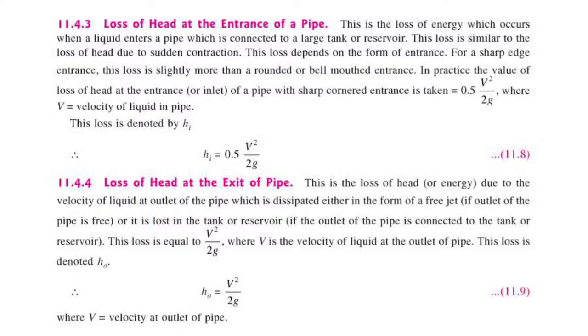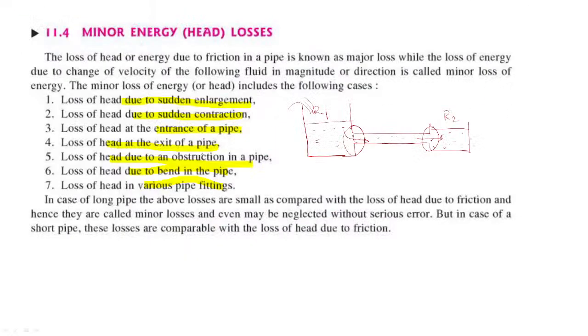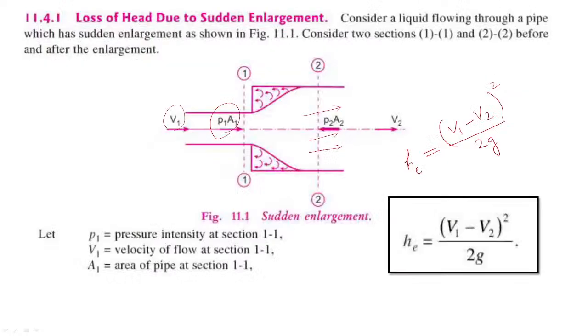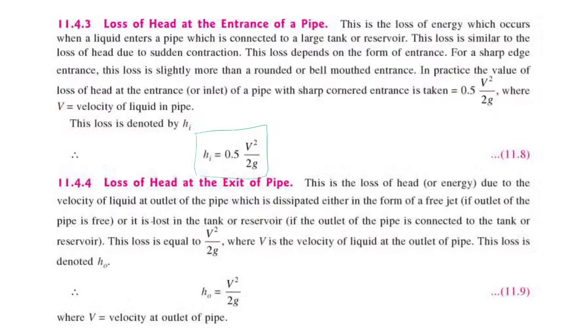Entrance is again very simple: h of i, for example. Here we use vi, the velocity with which the flow is entering. And the exit velocity has to be used for the exit of the pipe, which is denoted by h of o, or h naught, equals v square by 2g. One thing you should keep in mind is that we always have v square by 2g whenever we have some losses problem.